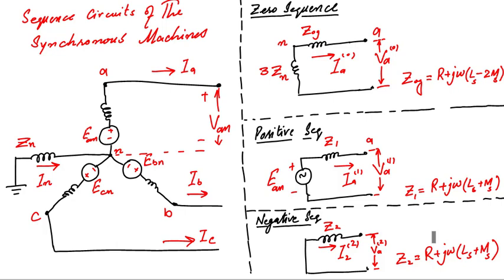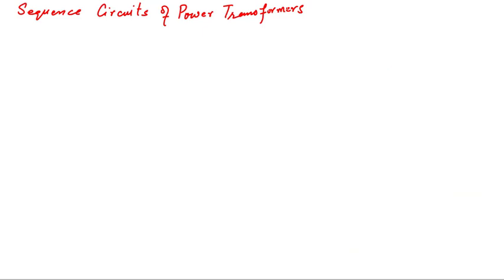Next we move to the sequence equivalent circuits for the transformers. Sequence circuits of power transformers. Here the sequence circuit of power transformers depends upon the winding configuration, whether the winding is connected delta or in Y. That actually affects the zero sequence circuit of the transformer, and this delta Y configuration also adds a phase shift in positive and negative sequence currents and voltages.